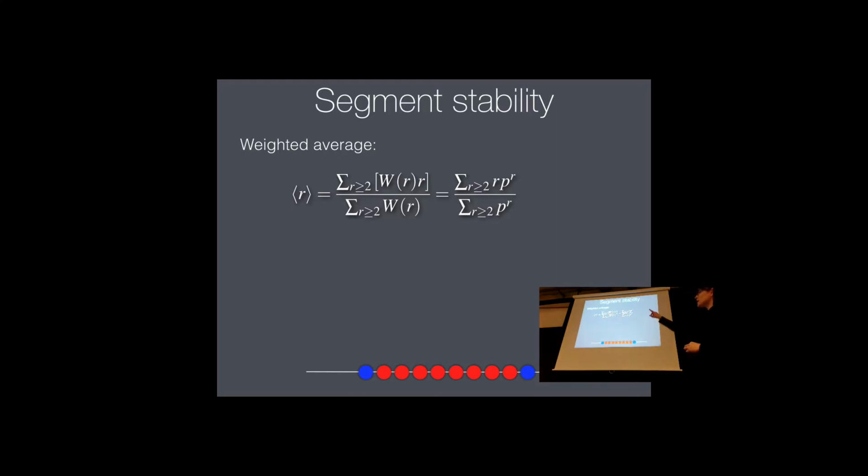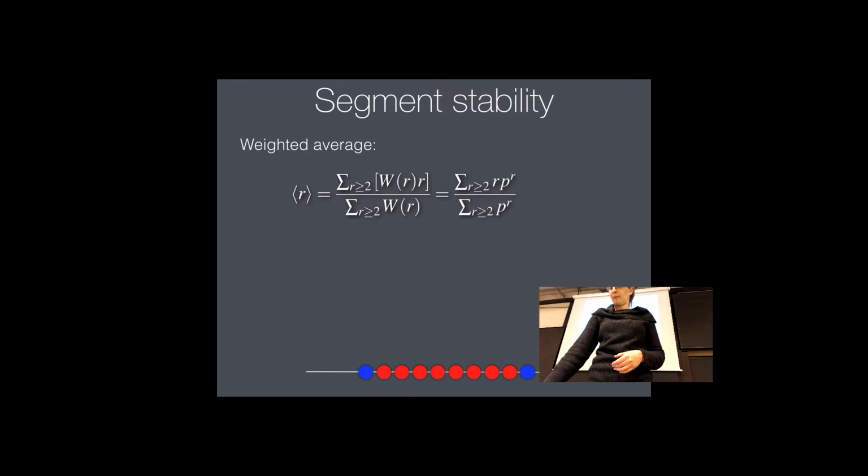And the reason why these sums start at 2 and not at 1 is that having just one structural element is not interesting. That would just be alternation. So we start at 2, meaning having 2 in a row that then breaks.